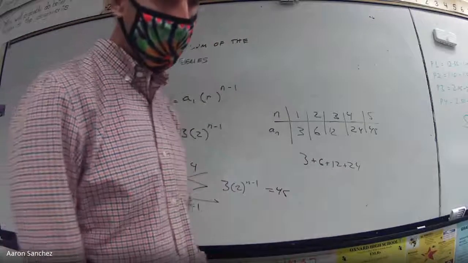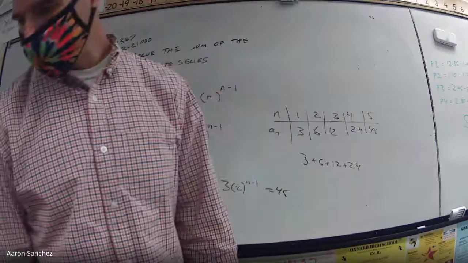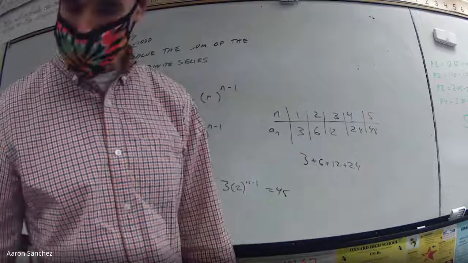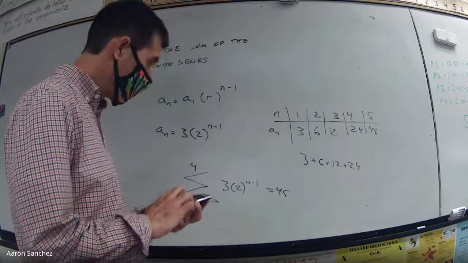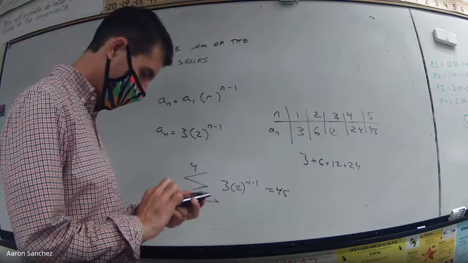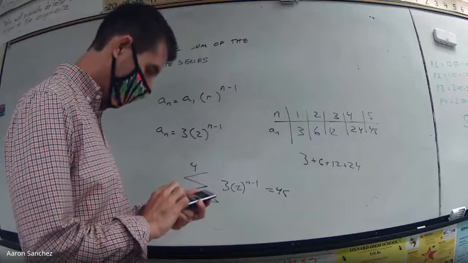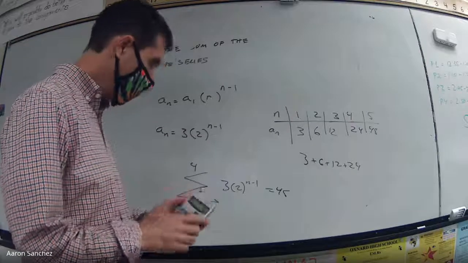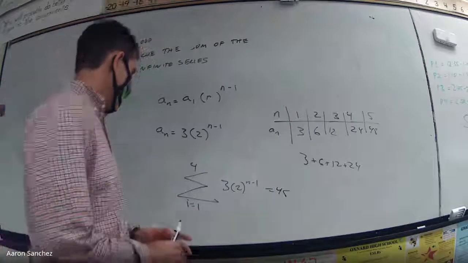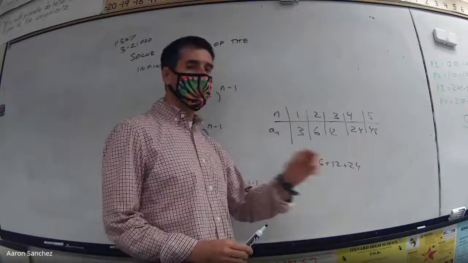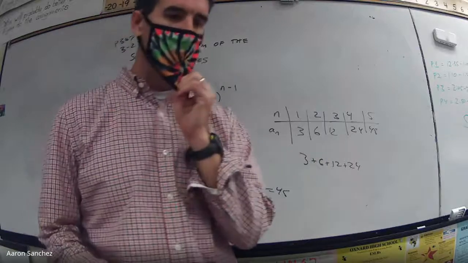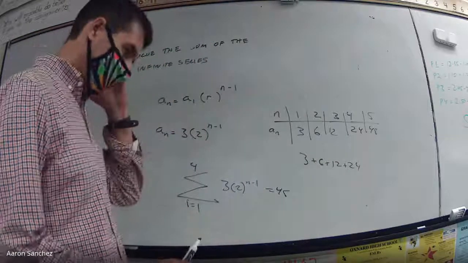I'm going to make sure I'm right. 45. Where's my calculator? Oh, there it is. Plus. Yeah, 45. So I had the first term to the fourth term. 3 plus 6 plus 12 plus 24 adds up to 45. Okay.